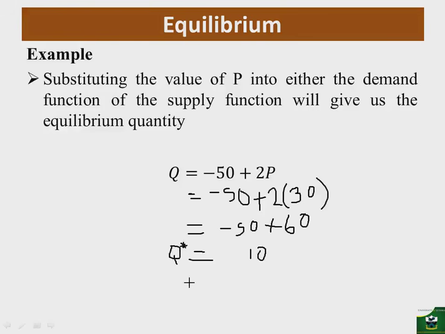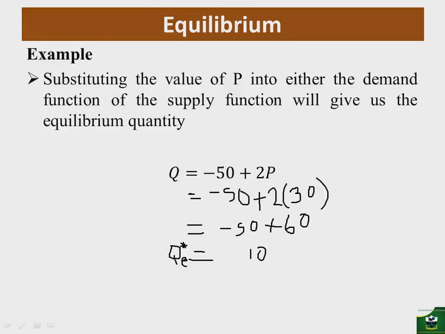So I'm putting an asterisk here just to show that we have our equilibrium quantity. If you want, you can use a subscript E here to show that it's the equilibrium quantity. It's still okay, even if you leave it without any of these superscripts or subscripts.